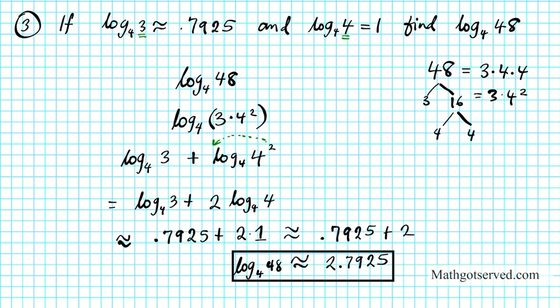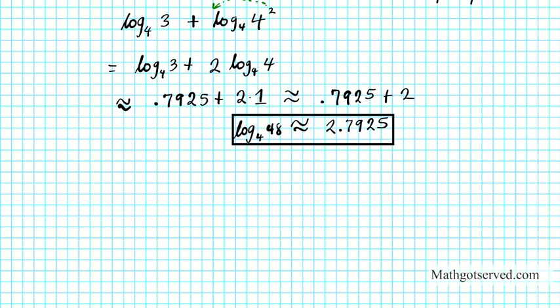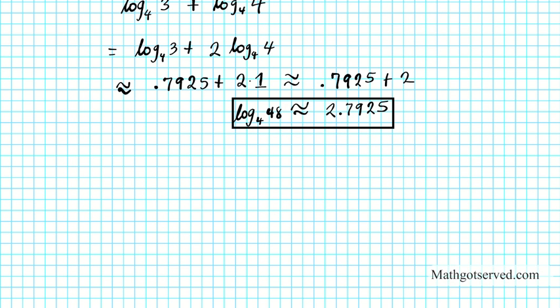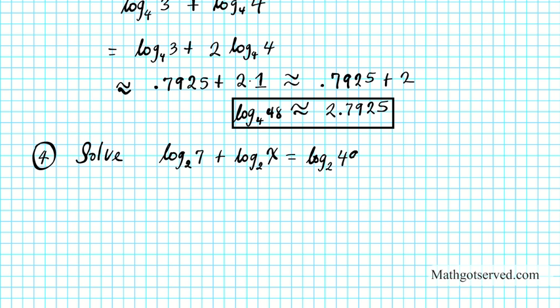Alright, with that in mind, we're going to advance to question number 4. In question 4, we're asked to solve a logarithmic equation. So we're going to solve the equation log base 2 of 7 plus log base 2 of x equals log base 2 of 49.